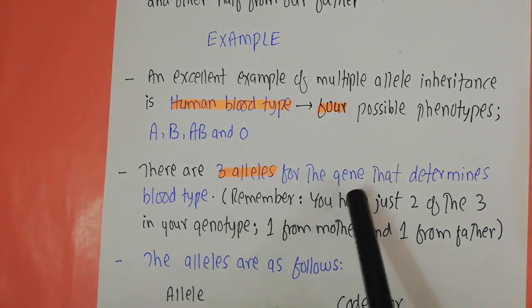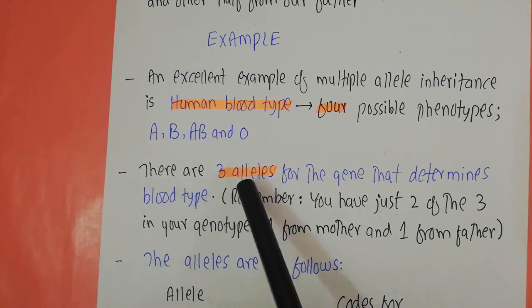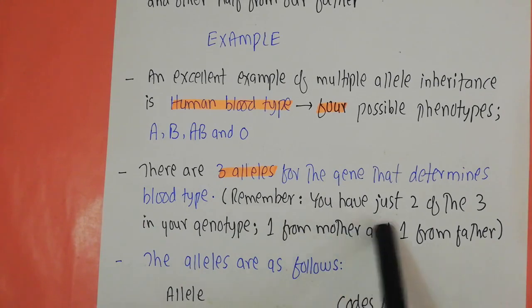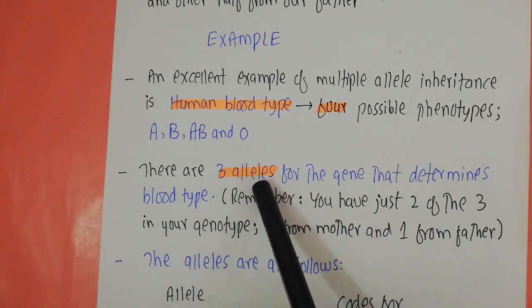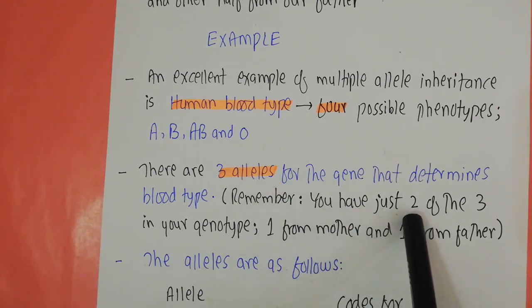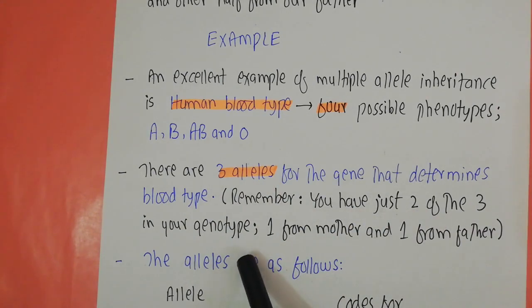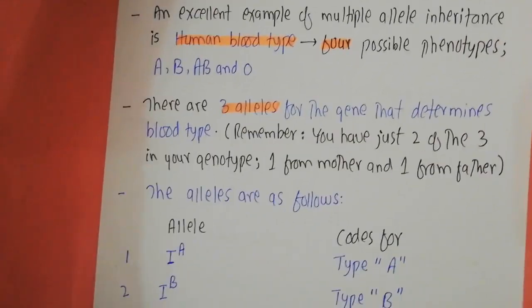So when you talk about the gene that determines the blood type in human beings, that particular gene has got 3 alleles. Now remember, you have just 2 of the 3 alleles in your genotype. In the population, we have got 3 alleles, but in a single individual, only 2 of the 3 alleles will be present, because you will be getting 1 allele from the mother, and you will be getting 1 allele from the father. Now, what are these alleles?